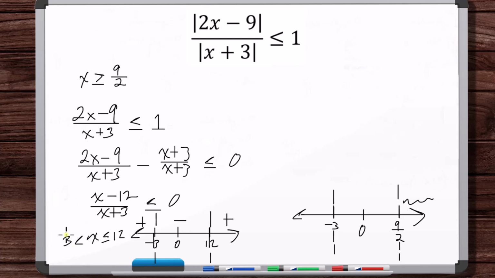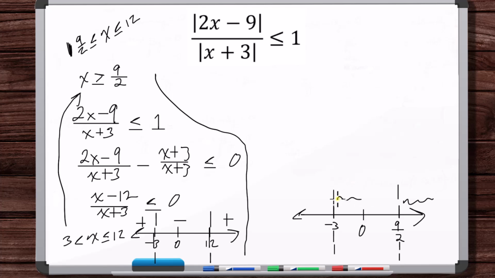Great. But where does this cross over with this? Because this is the only region we're analyzing the inequality for, these values. So where is x greater than or equal to 9/2? 9/2 is like 4 point something. So we can see x is going to be greater than or equal to 9/2, less than or equal to 12. These are all solutions. All right.